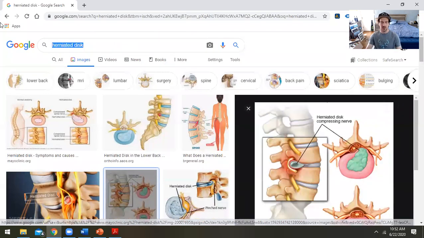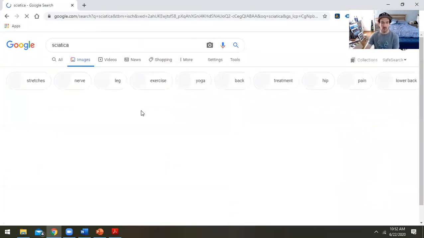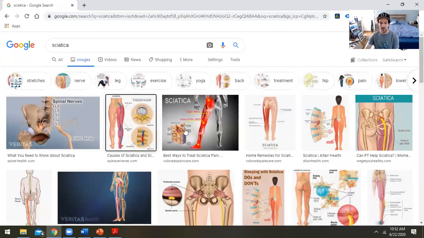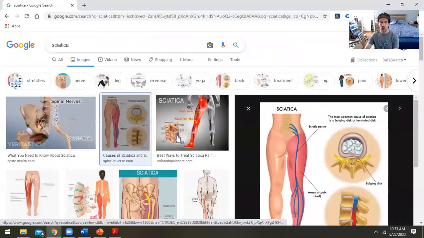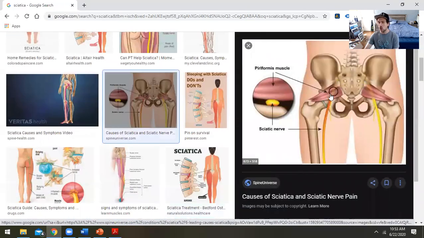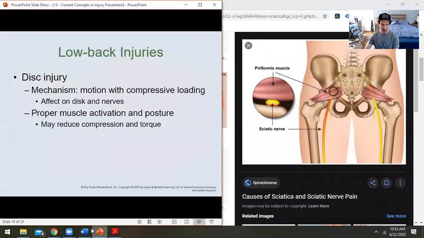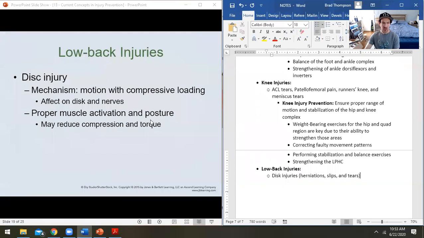Sciatica, same concept. Sciatica is really similar, where your sciatic nerve, which is the one that runs all the way down your leg, you have a herniation, and that starts leaking out and poking that nerve there, which then travels down the leg. Or it's where the piriformis muscle is actually poking that nerve. That is called piriformis syndrome. So anyway, all of those are common low back injuries.